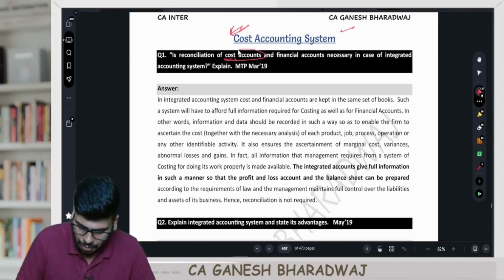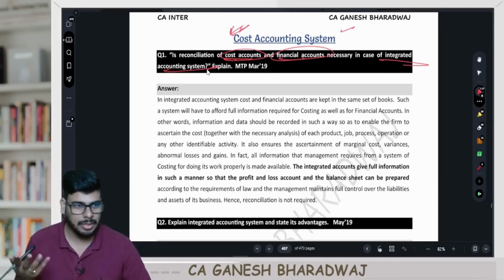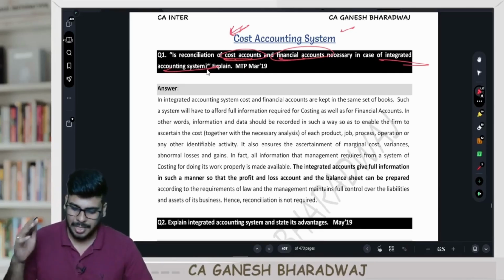Is reconciliation of cost accounts and financial accounts necessary in case of integrated accounting system? Explain. Tell me, guys. Is it necessary? Integrated, is it necessary? What are you thinking? In integrated, do you need RECO? No. Yes or no? No, right? Tell me no, only then I will know. Fine. No, it's not required.